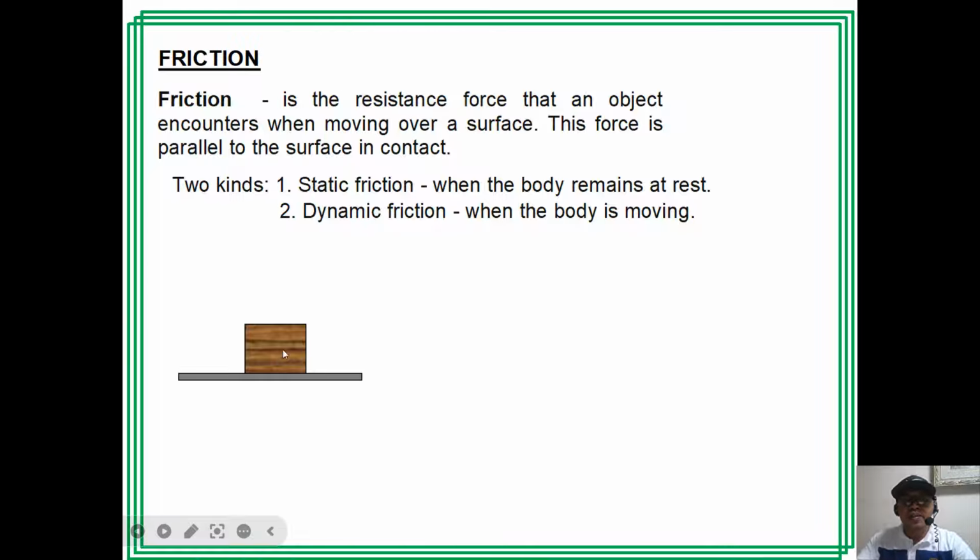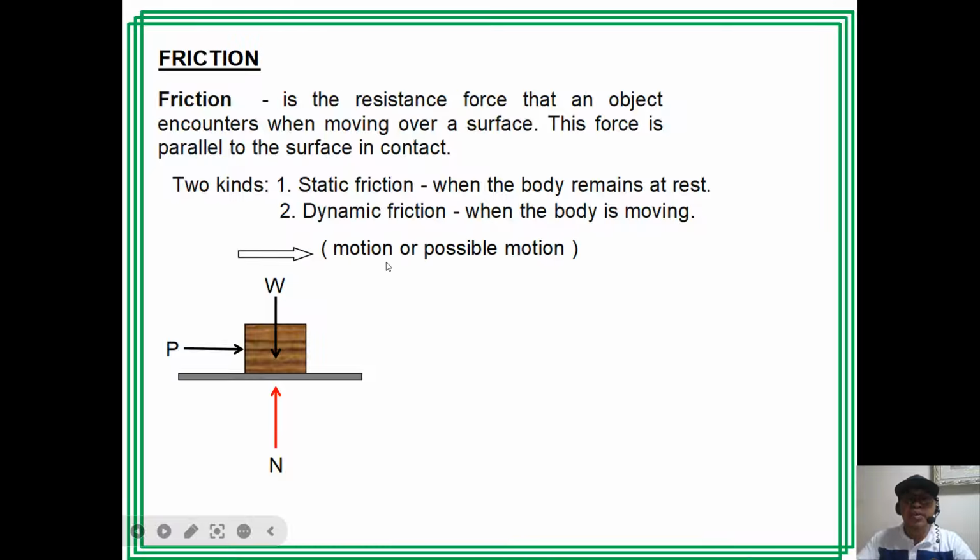So let us say we have here a body resting on a surface. We have the weight W here, and how about the normal force N? Okay, so this is in equilibrium, meaning no motion. How about if I apply a force P to the right? So the tendency is that the block will move to the right.